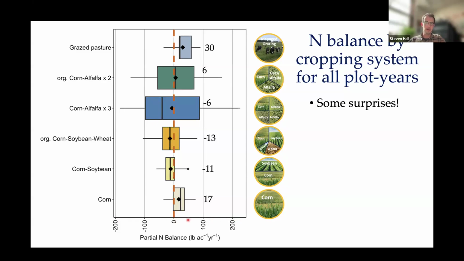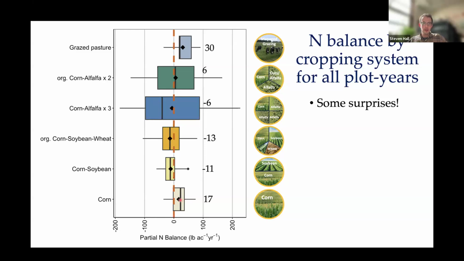Again, a positive number means that there's more agronomic N coming into the system than is leaving in the harvested crops. A negative value means that we're actually removing more N in agronomic products than we're applying. So here at the bottom, we're starting off with continuous corn. These rectangles are box plots. Essentially, the width of the box is showing you the middle 50% of the data, so it's showing you the variability in this number. And the diamond here is the average.